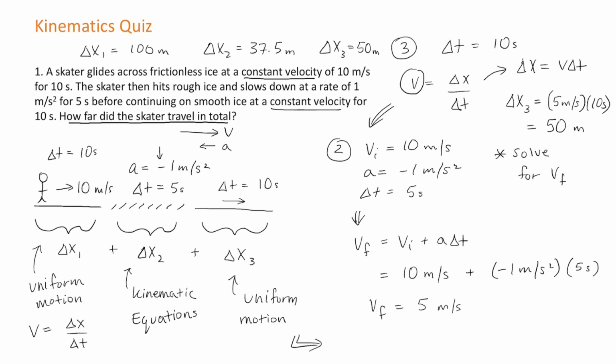Now we are done the hard part of this question. All we have to do is add up our change in positions. So we have 100 meters plus 37.5 meters plus 50 meters for a grand total of 187.5 meters. And that is the answer to our first question.